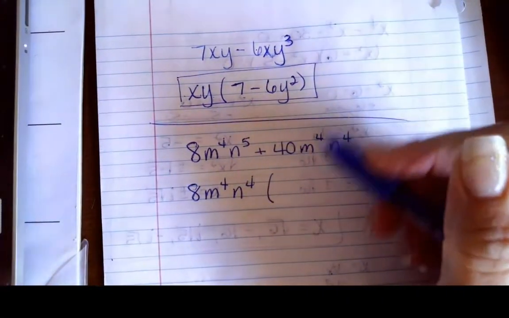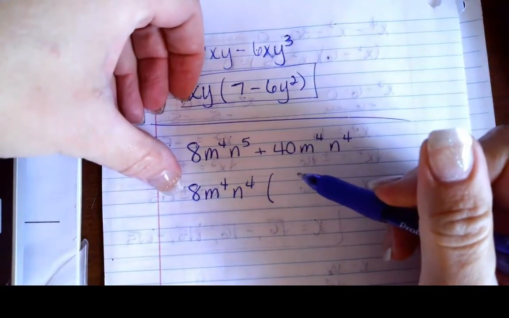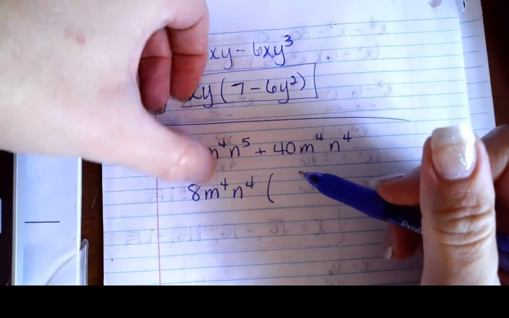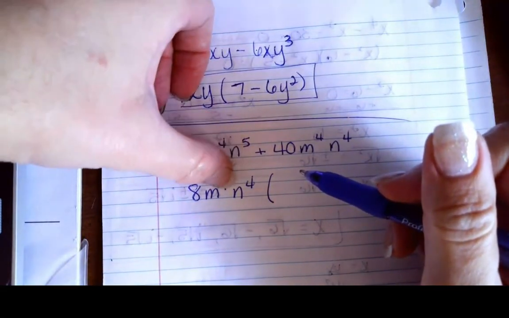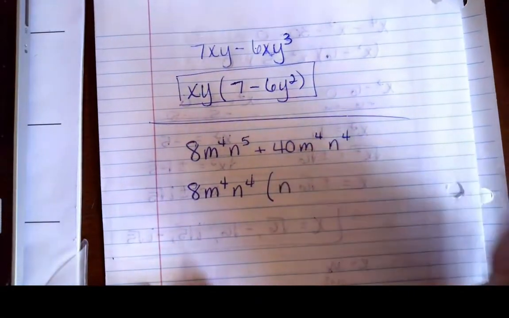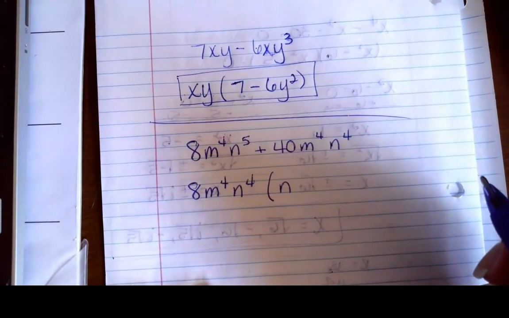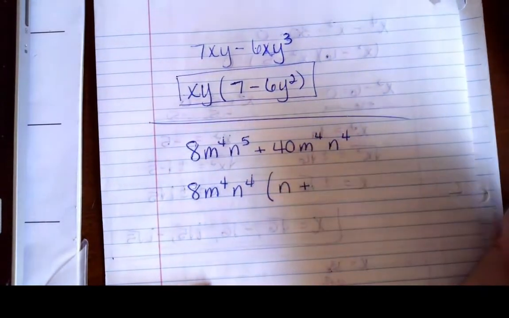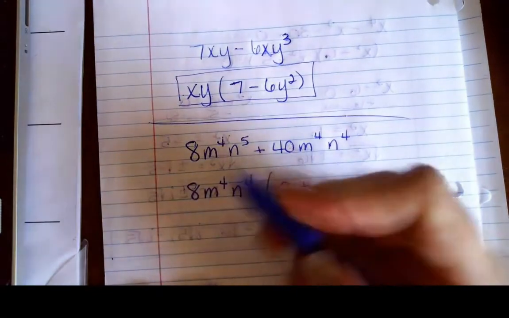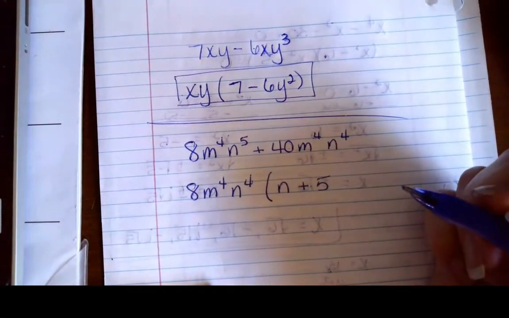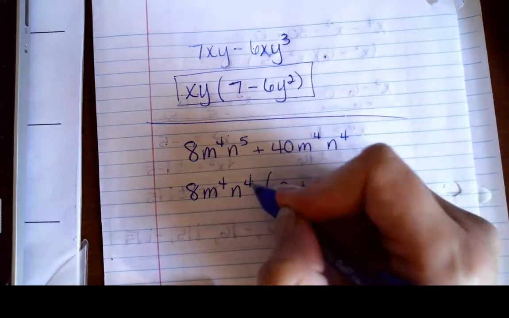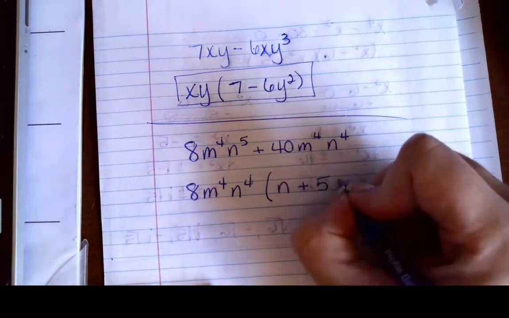So what's that going to leave me with? Look at the first term. 8 divided by 8 is 1. M to the 4th divided by m to the 4th is 1. N to the 5th divided by n to the 4th is a single n to the 1st, and I'm too lazy to write the 1. Plus 40 divided by 8 is 5. M to the 4th divided by m to the 4th is 1. N to the 4th divided by n to the 4th is 1.